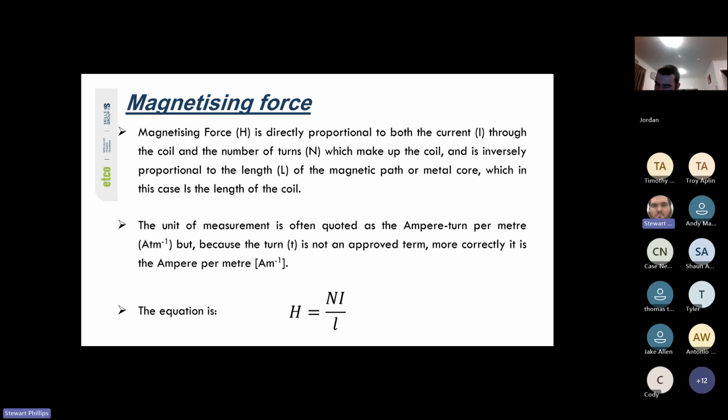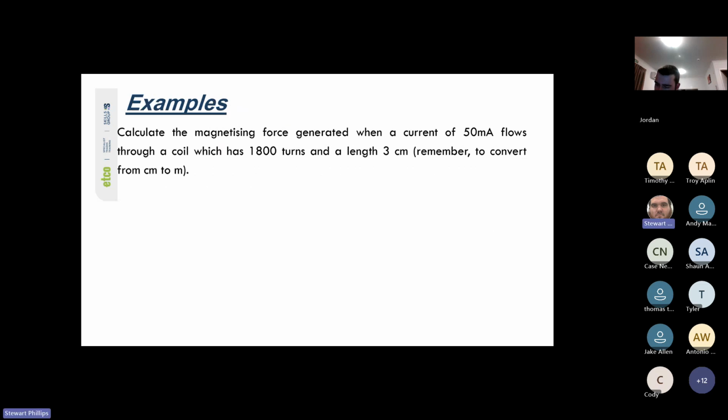So we'll put this into an example. Calculate the magnetizing force generated when a current of 50 milliamps flows through a coil which has 1800 turns and a length of 3 centimeters. Remember to convert from centimeters to meters. I will give you the equation and I want you guys to give it a go. So get out your calculators and give this one a go.